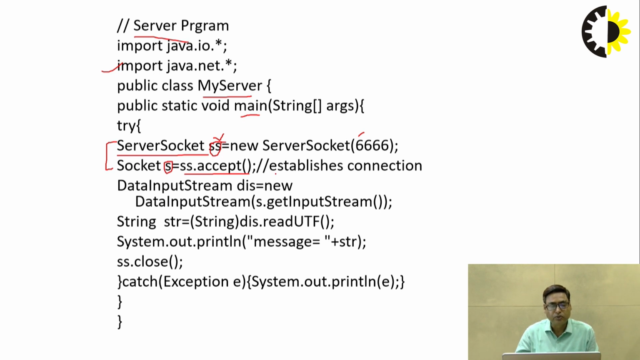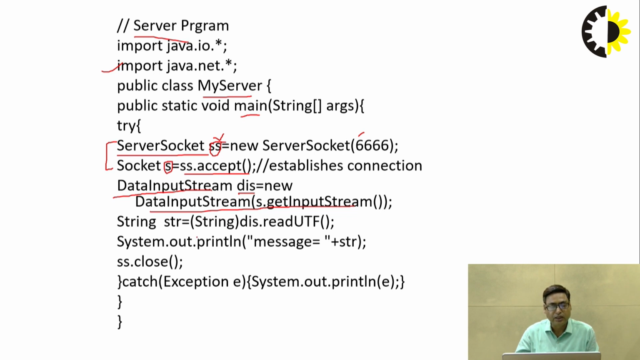Next job for the server is to receive the data. For receiving the data, we need to use the streams. One of the streams is DataInputStream, and we have created the object of this DataInputStream, DIS, for this programming purpose. Now, you can see the input stream is created because we need to receive the data. We need to get the data from the client. So, we are creating the input stream here.